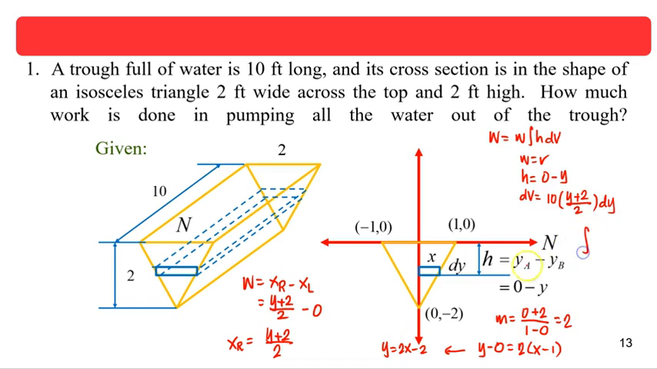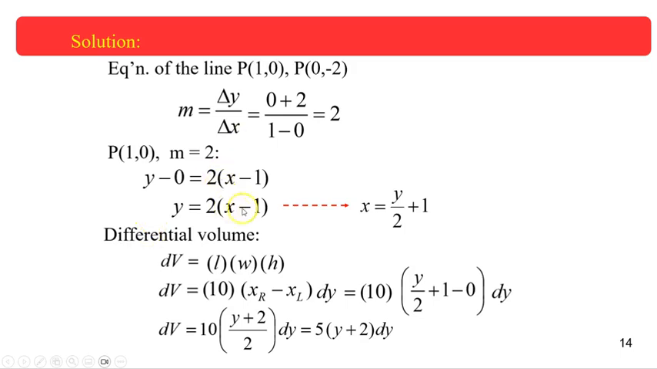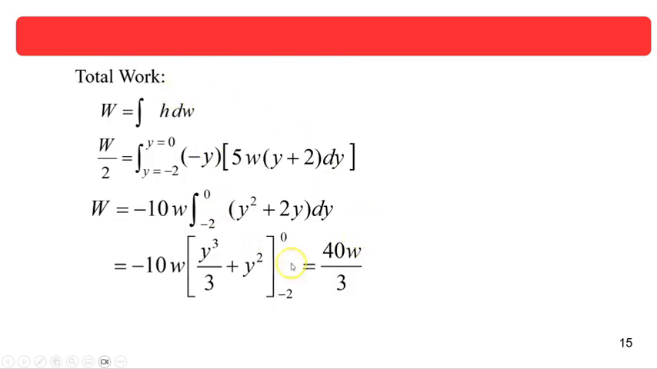And then what will be the limits? Since all of the liquid is being pumped out, it's from -2 up to the surface, which is up to 0. So let's see the solution in here. Yep. So we have x is y all over 2 plus 1, or y plus 2 all over 2. And then the differential volume is the one that we have. Therefore, the answer is 40 W over 3 work units.